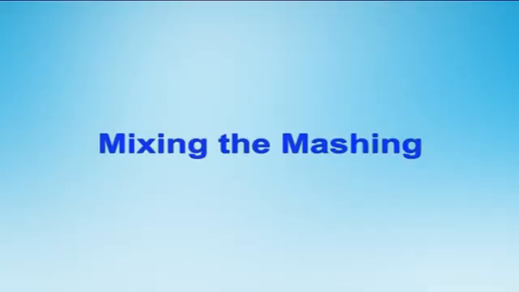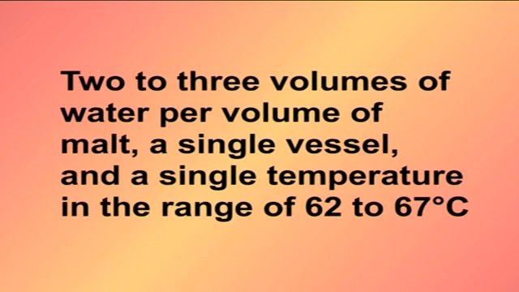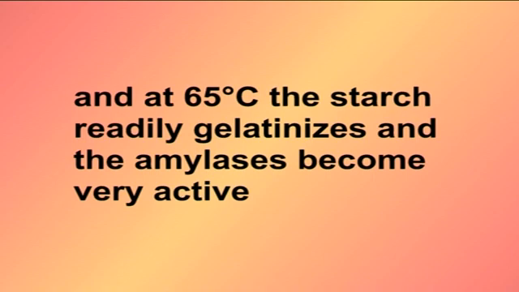Mixing and mashing. Traditionally, mashing may be one of two distinct types. The simplest process, infusion mashing, uses a well-modified malt, 2 to 3 volumes of water per volume of malt, a single vessel and a single temperature in the range of 62 to 67 degrees Celsius. With well-modified malt, breakdown of proteins and glucans has already occurred at the malting stage, and at 65 degrees Celsius the starch readily gelatinizes and the amylases become very active.